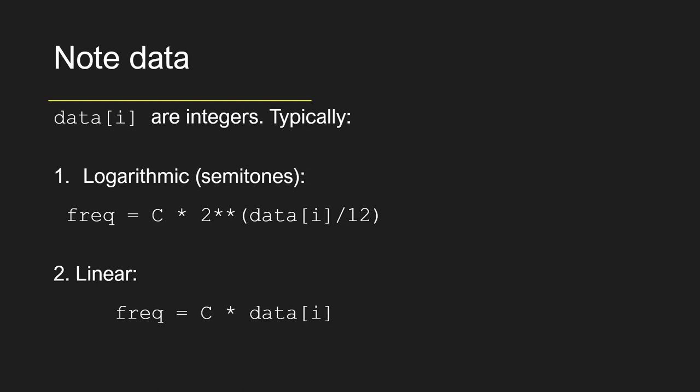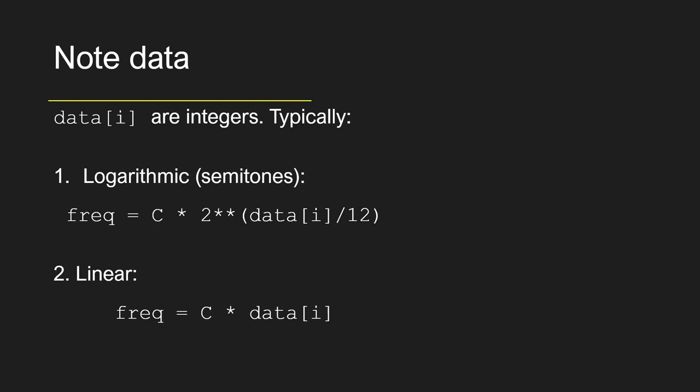Another problem with this kind of representation is that if you use zero, for example, to encode silence, it always needs special treatment. If you put zero there, that's not going to give you a frequency of zero here. So you need special treatment to treat zero as silence.